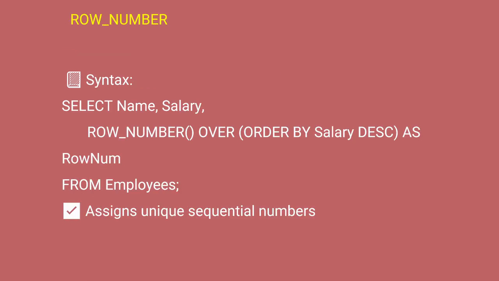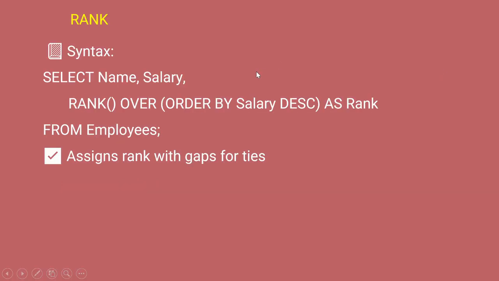Row number assigns unique sequential numbers to rows based on the order you specify. For example, numbering employees by salary descending. Rank assigns ranks to rows with gaps for ties. If two employees share the same salary, they get the same rank and the next rank is skipped.